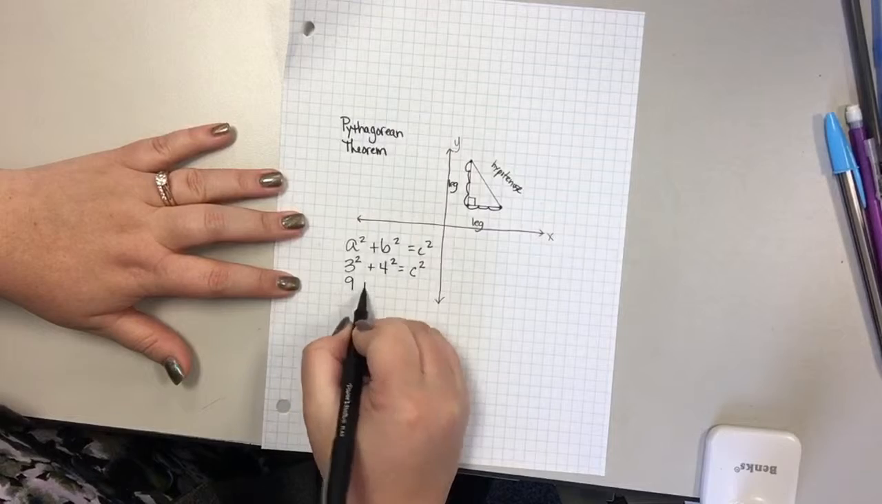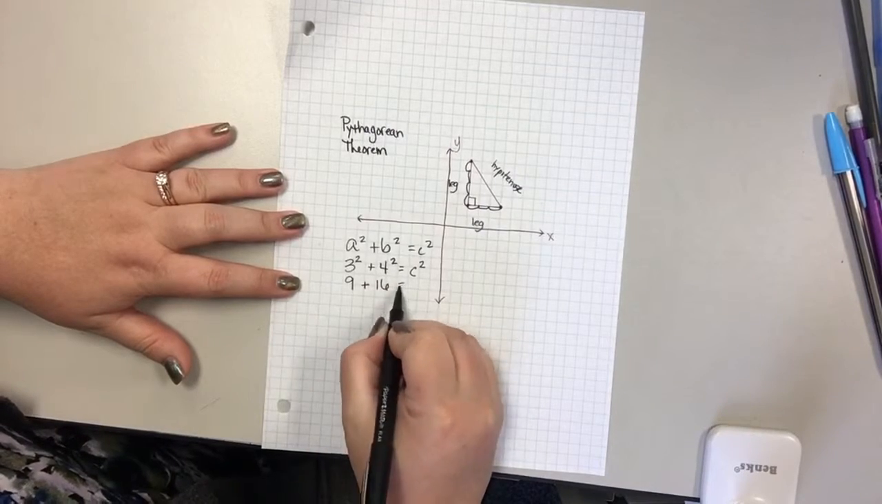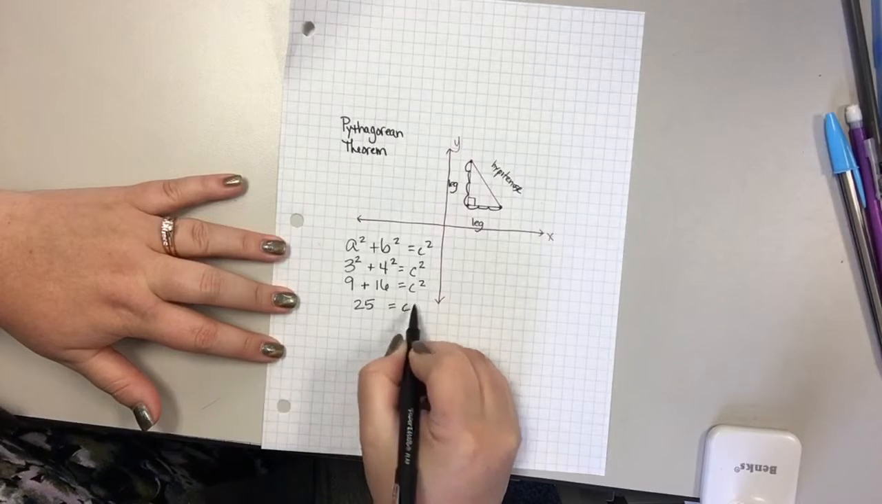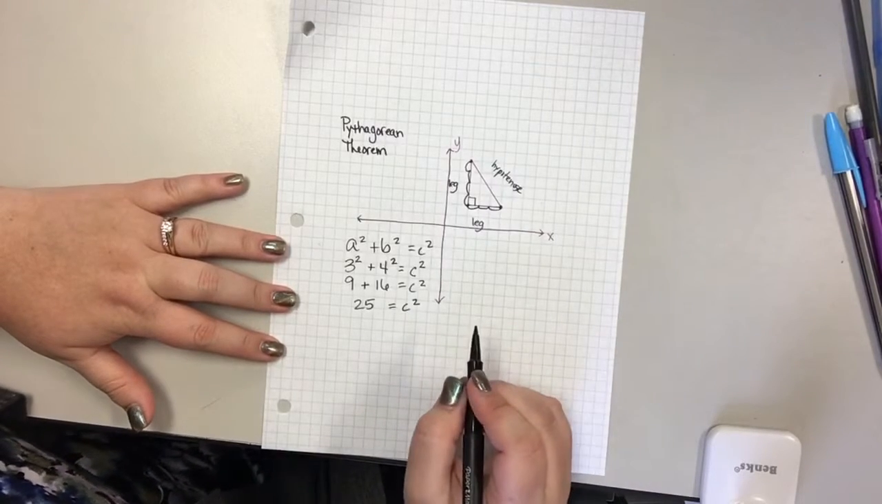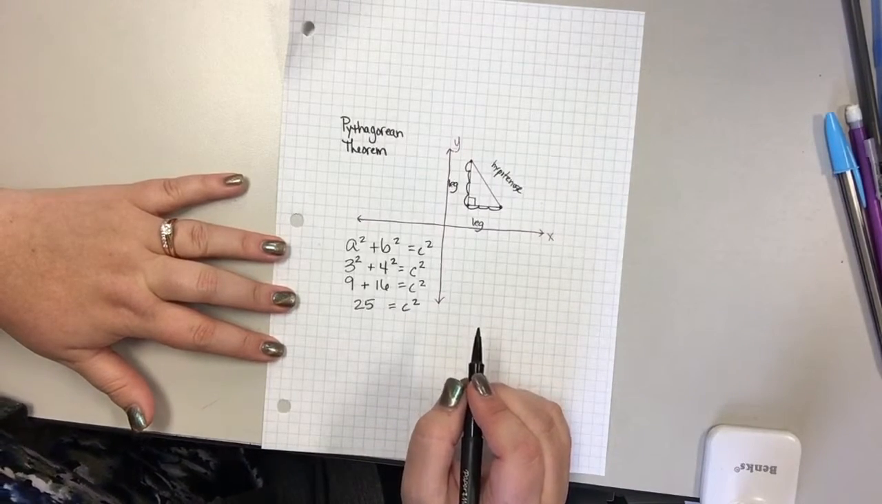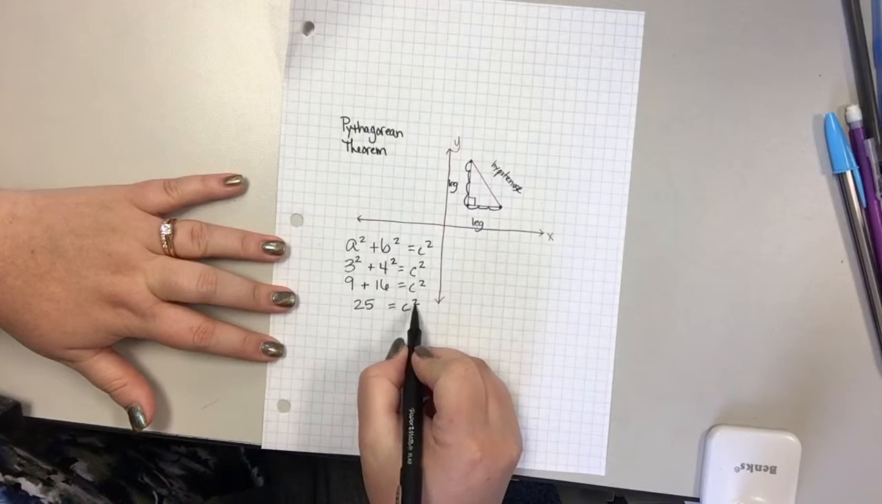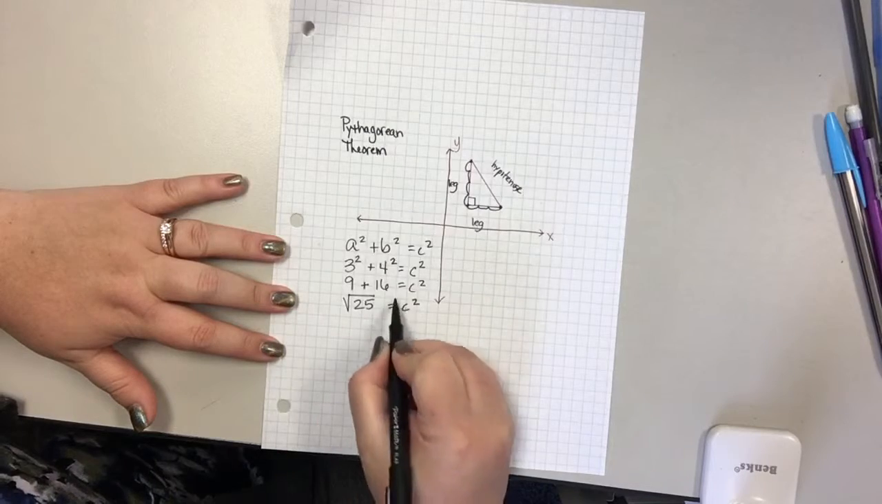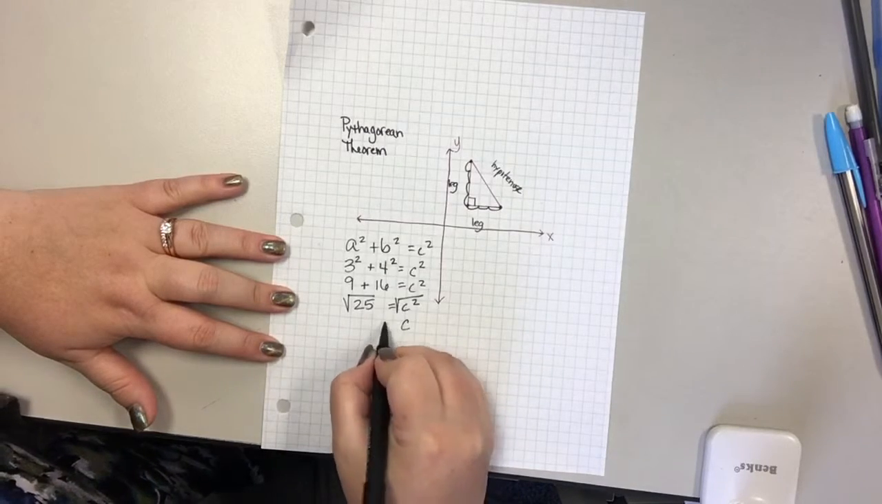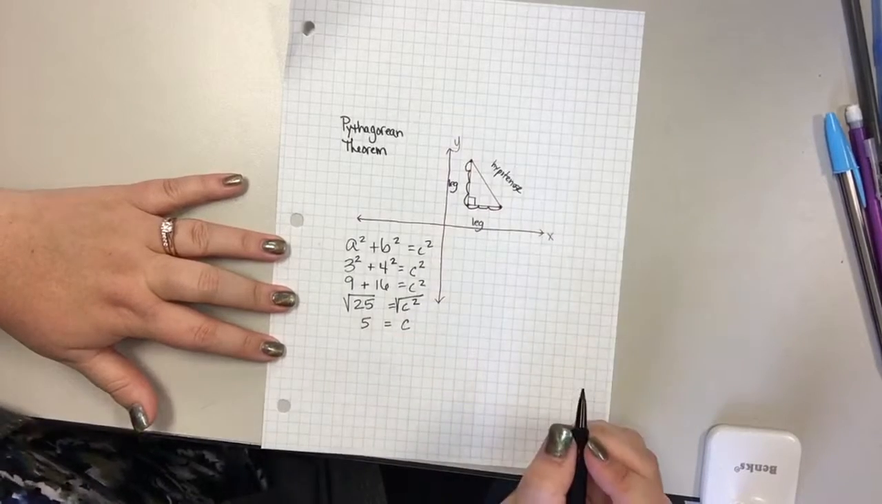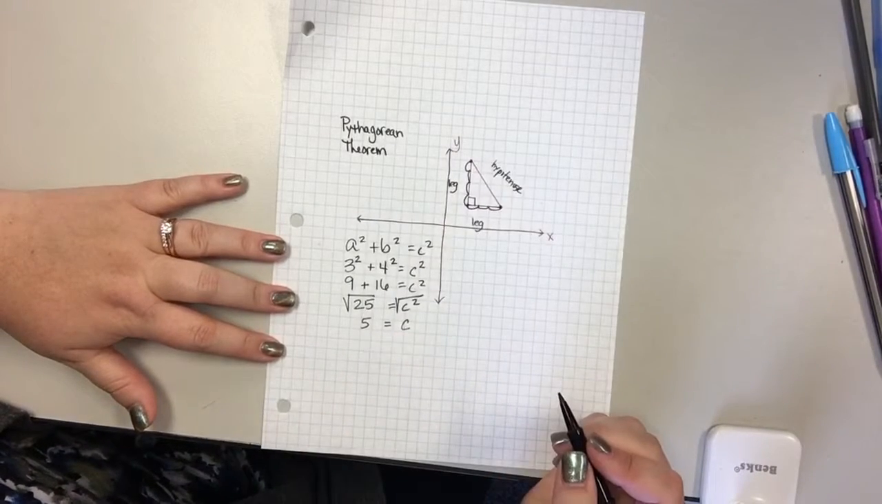3 squared is 9, 4 squared is 16, equals c squared. 9 plus 16 is 25 equals c squared. Now you have done opposite operations before. The opposite of addition is subtract. The opposite of multiply is divide. The opposite of a square is the square root. So you'll take the square root of both sides, and you have c equals, the square root of 25 is 5, because 5 times 5 gives you 25.